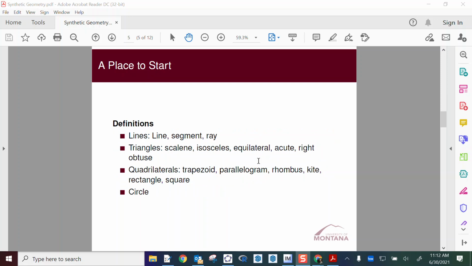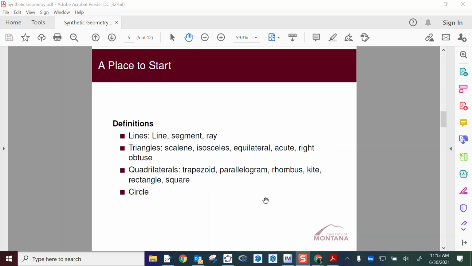So here we go. Place to start. We all should know the definitions of a line, a segment, and a ray. These are all determined by 2 points, so we can create them as needed. We also should know the definitions of triangles, either scalene, isosceles, or equilateral. That would be defined by no sides congruent, at least 2 or 3 sides congruent, and acute, right, or obtuse, so all angles less than 90, one 90 angle, or one angle greater than 90.